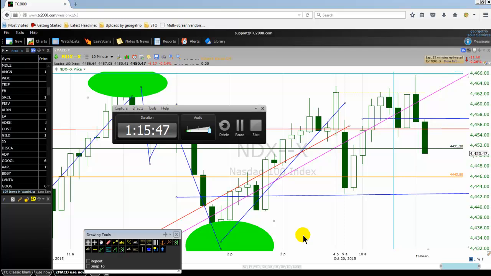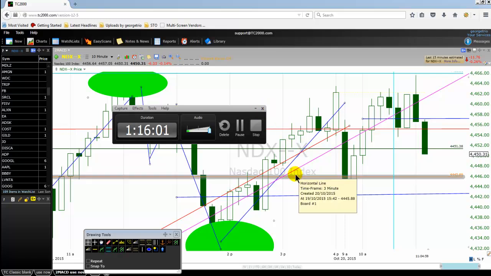All right, you can see that each time the price goes above the level of 4459, people are selling. It went up to 4465, okay, but people quickly pushed it back down. All right, it's a good sign that people are selling in that zone.